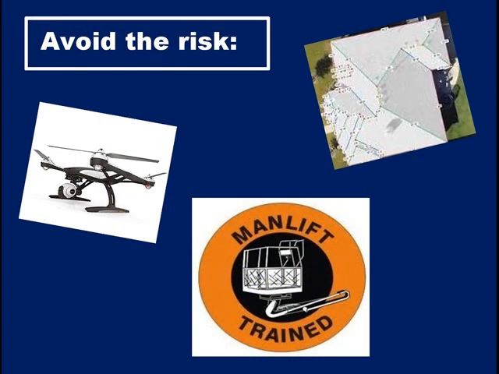Avoiding the risk of a fall can be accomplished in a number of different ways. Home inspectors can simply opt out of their roof inspection if it poses any physical threat to their safety. Other industries are not so lucky, therefore they may require the services of a drone, man lift, or satellite imagery to fulfill the requirements of their customers' expectations.